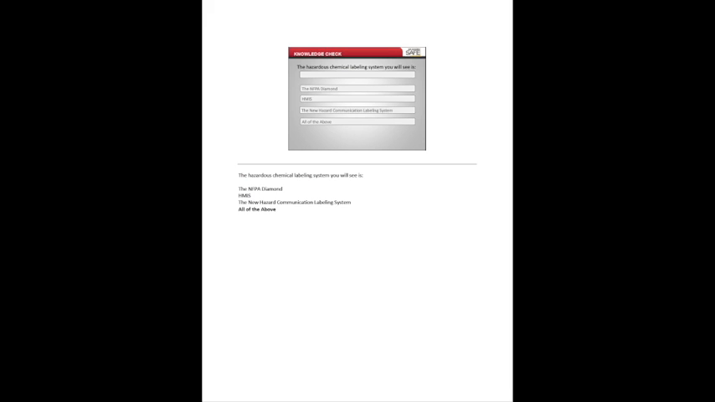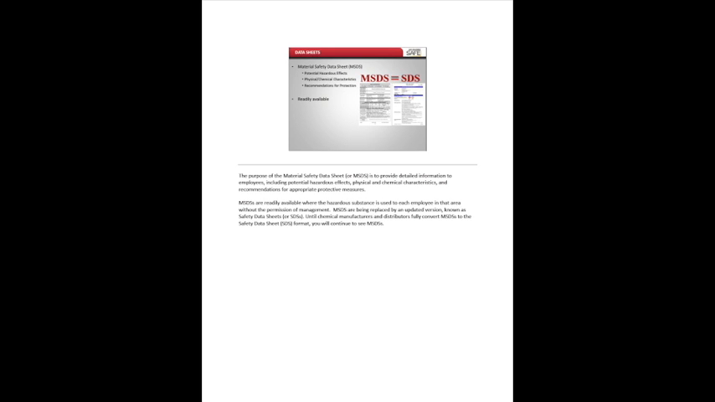The hazardous chemical labeling system you will see is the NFPA diamond, HMIS, the new hazard communication labeling system, or all of the above. The answer is all of the above. Next slide. The purpose of the Material Safety Data Sheet, or MSDS, is to provide detailed information to employees, including potential hazardous effects, physical and chemical characteristics, and recommendation for appropriate protective measures.